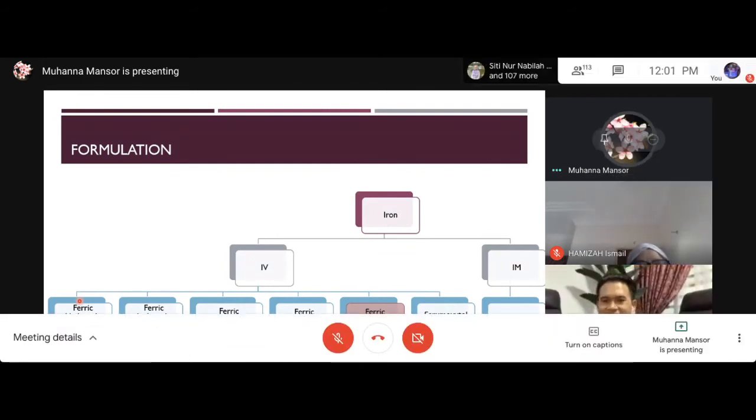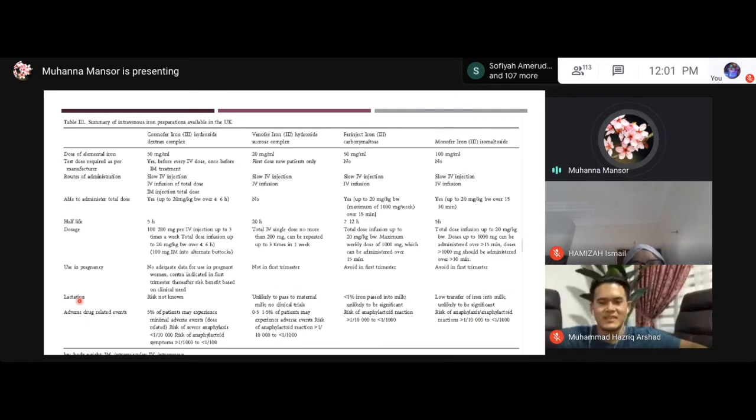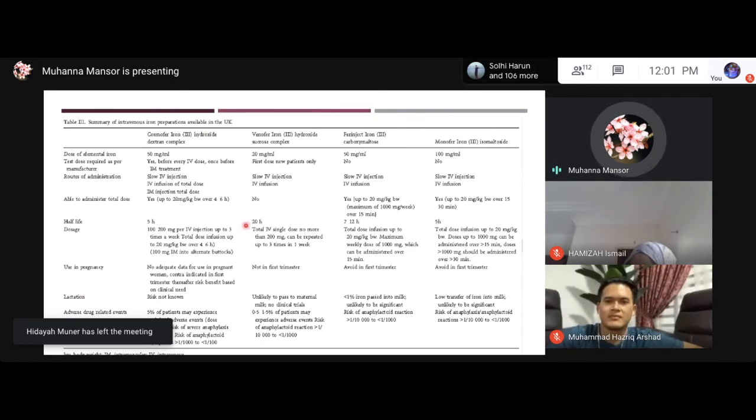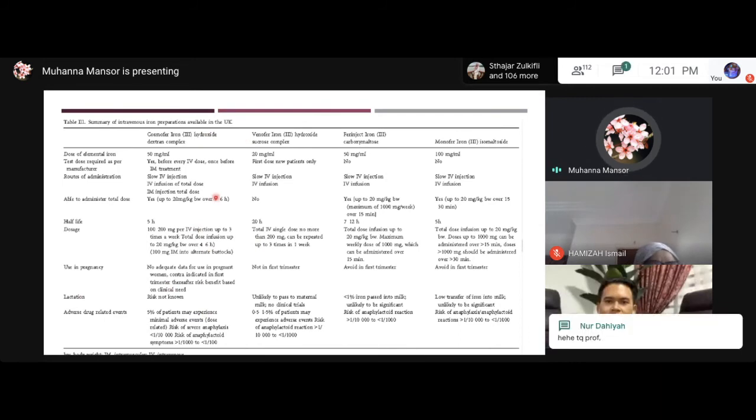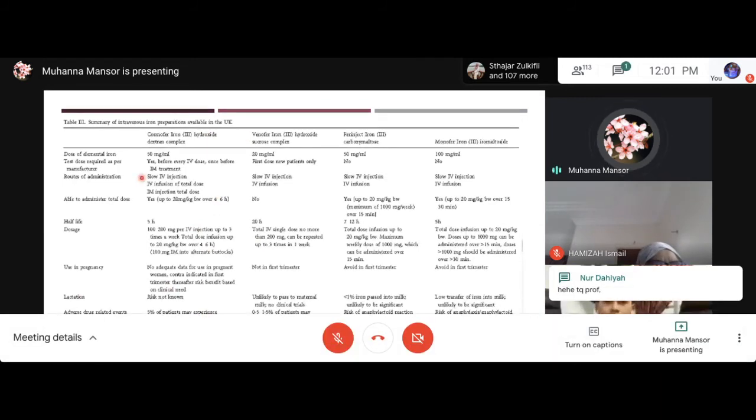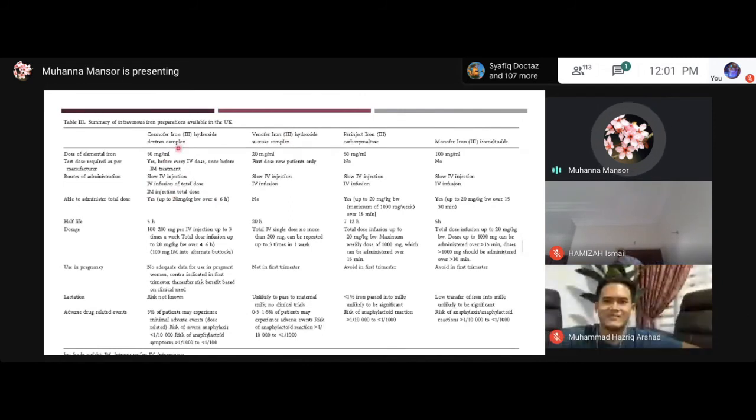Then we want to decide what kind of intravenous preparation to use. This table describes the advantages and disadvantages. In Malaysian clinical practice, usually the two most commonly used are Venofer, which is the sucrose, and dextran, which is Cosmofer. Venofer has a higher rate of erythropoiesis, but the disadvantage is that we cannot give it in a single injection or single preparation. We have to give multiple doses.